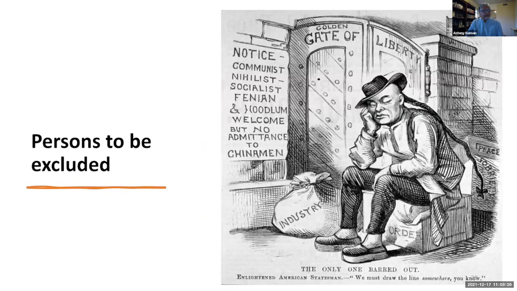And here's a cartoon which shows persons to be excluded. It says the Golden Gate of Liberty: communists, nihilists, socialist, Fenian, hoodlum, welcome, but no admittance to Chinamen.